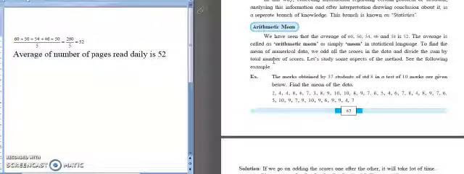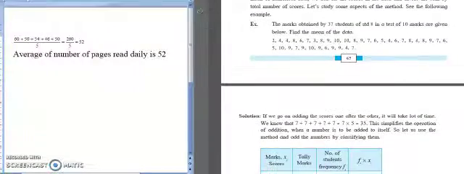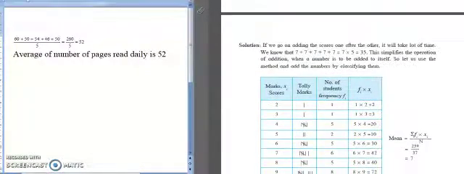See the following example given here. The marks obtained by 37 students of standard 8 in a test of 10 marks are given below. Find the mean of the data. Similar scores are given here, and you have to calculate the total and then find the average. But here the solution is given in a different format.